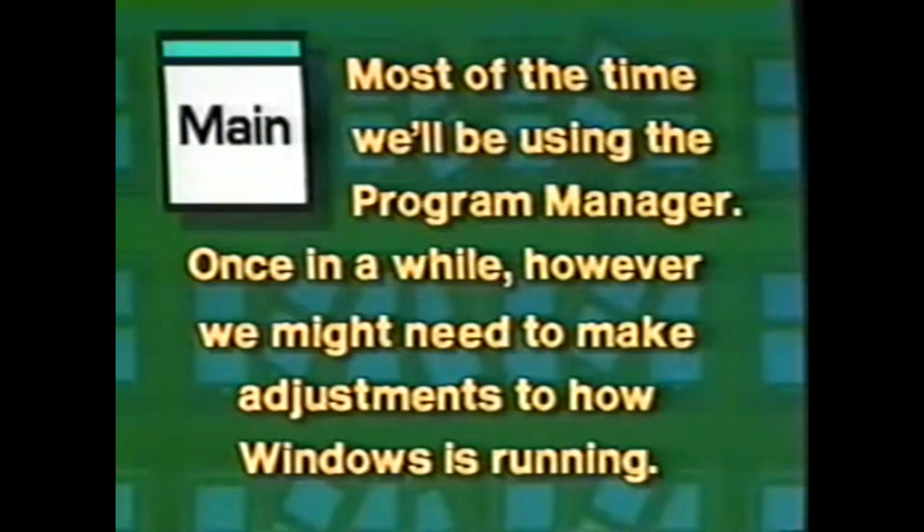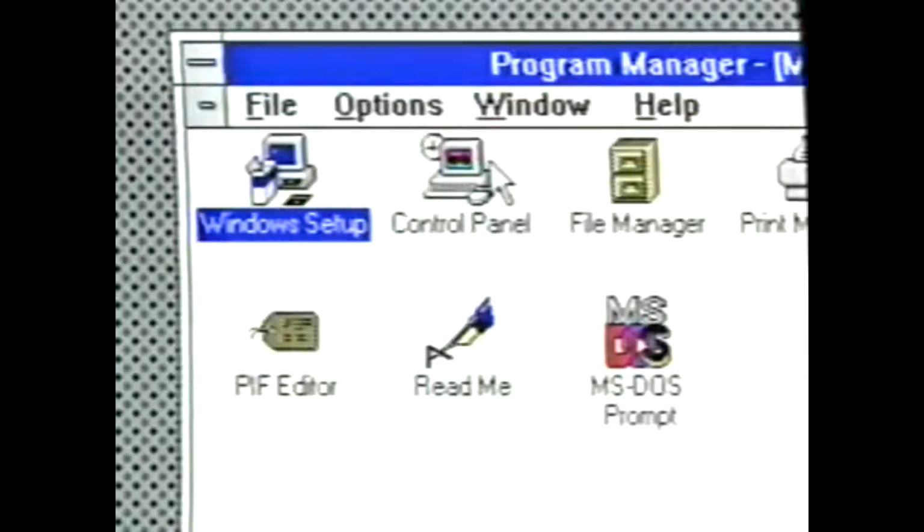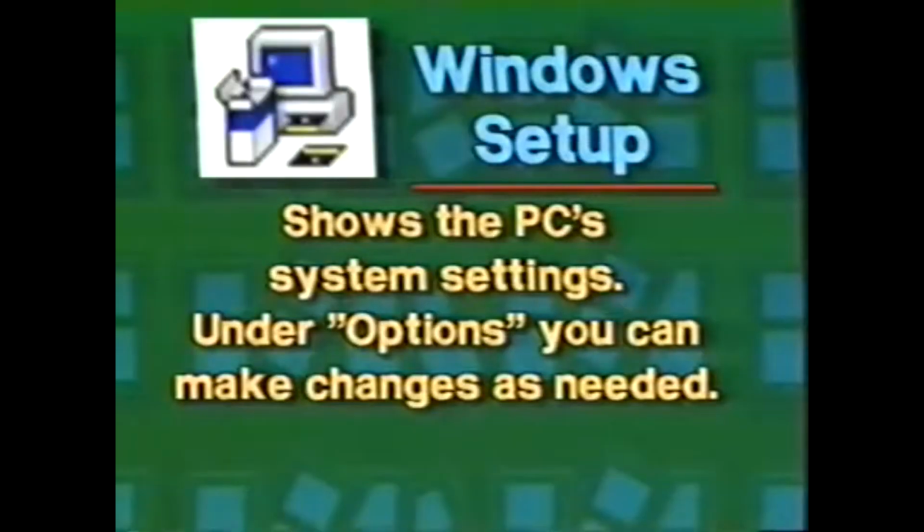Once in a while, however, we might need to make some adjustments to how Windows is running. Let's see how the main window helps do that. Once again, since we're taking a quick tour, you may want to watch rather than opening each of these items. Windows Setup shows us the system settings on our PC. Under Options, you make changes as needed, perhaps to add new Windows applications or change your monitor. We'll see some more on this later.